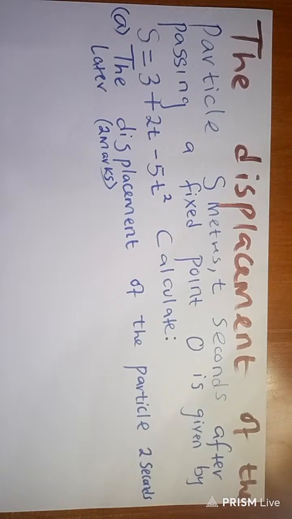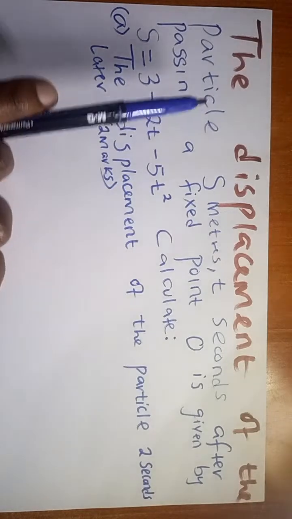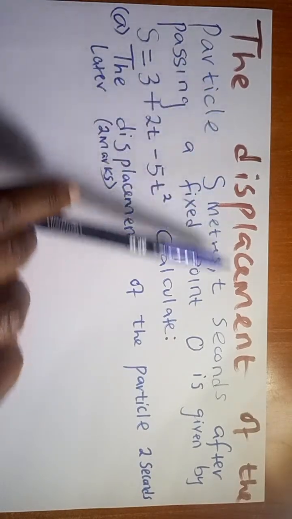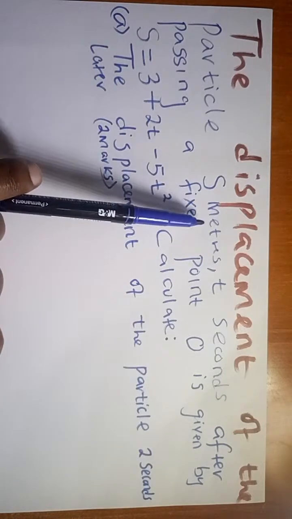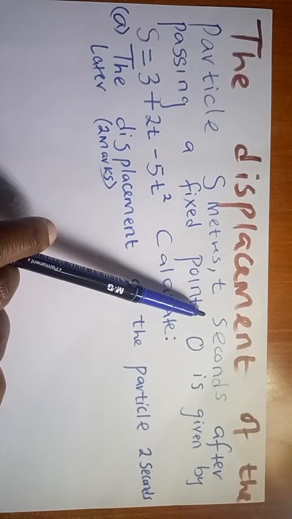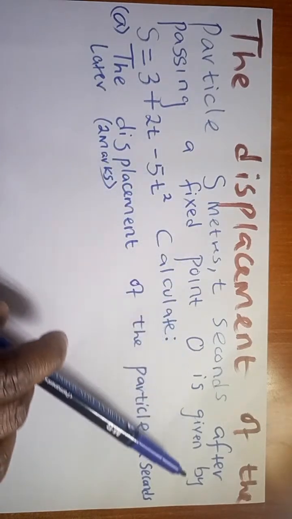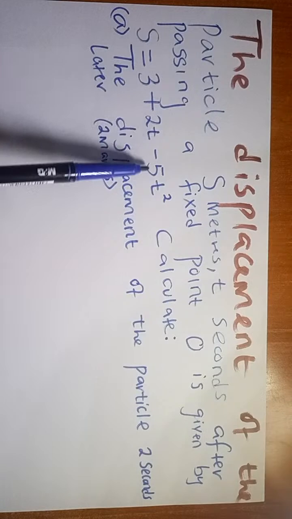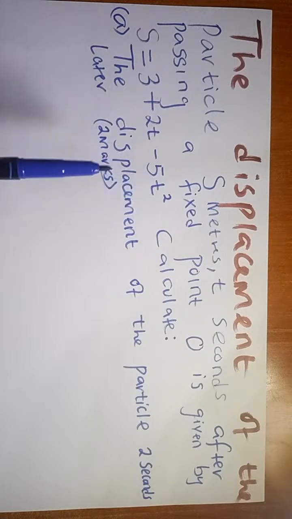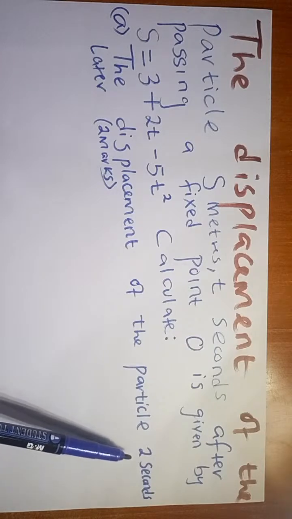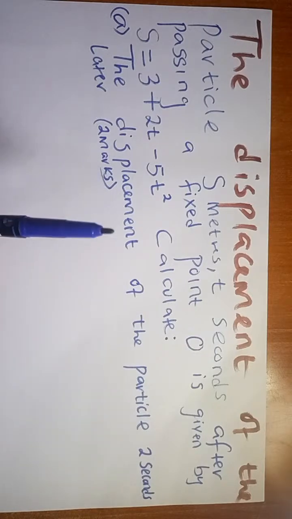So in our lesson today, we have the application question on displacement. On differentiation, we have the displacement of a particle, s meters, t seconds after passing a fixed point O, given by the equation below. Then we have to calculate the displacement of the particle 2 seconds later.